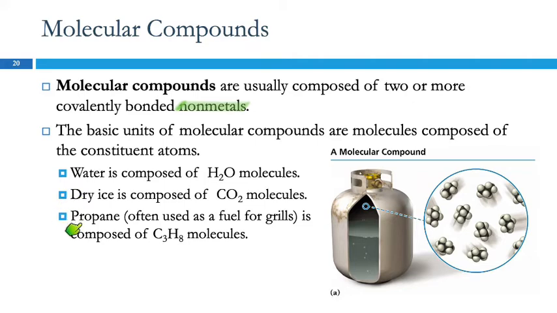Water, dry ice, propane, these are examples of molecular compounds. If we look at their formulas, the elements in them are nonmetals. Do you remember how to tell which is a metal and a nonmetal? There's that stair-step line, and the elements to the right are nonmetals, and everything to the left is a metal.